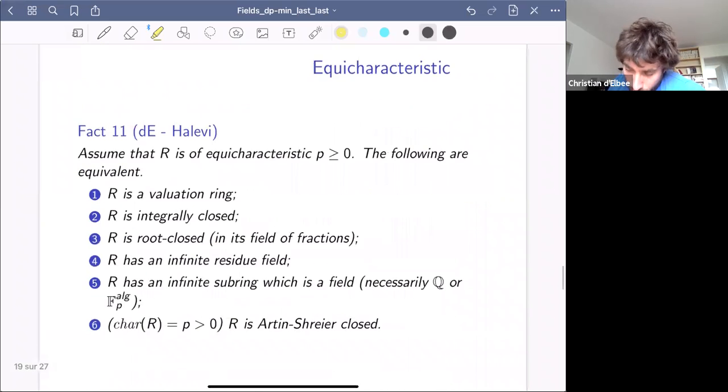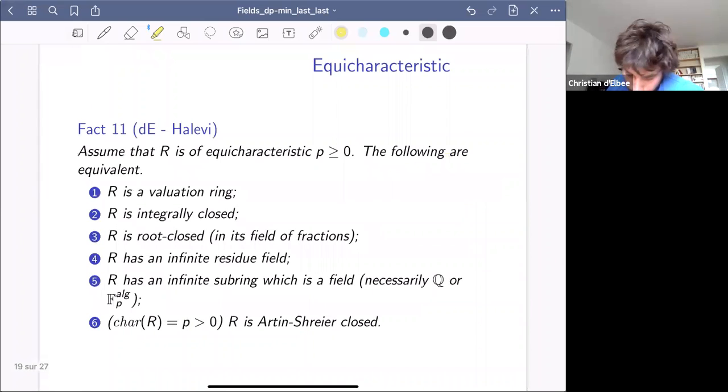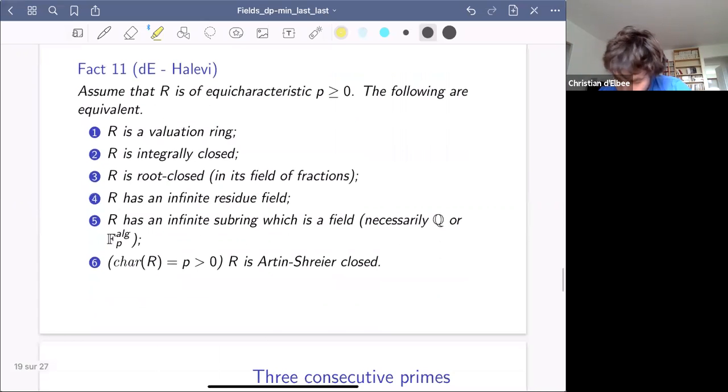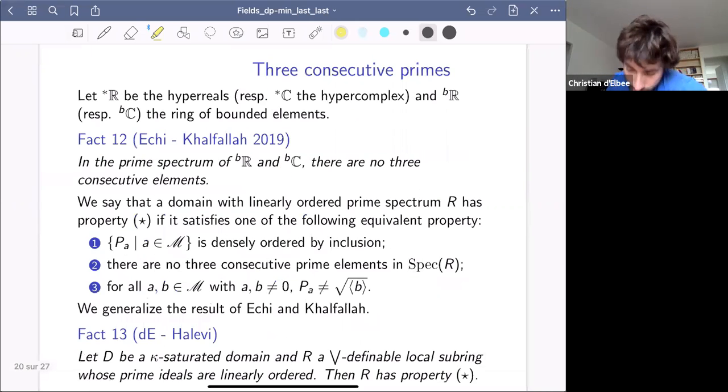Okay, we have a little more. Okay, I should finish sooner. We have a little more results in equicharacteristic. So there are many equivalents for a DP-minimal integral domain to be a valuation ring. It's equivalent to many properties, but to finish on this, there was this result in 2019 by those two guys, Eki and Kalfala.